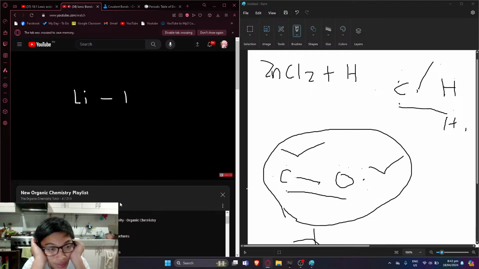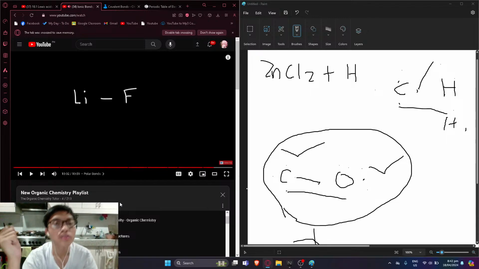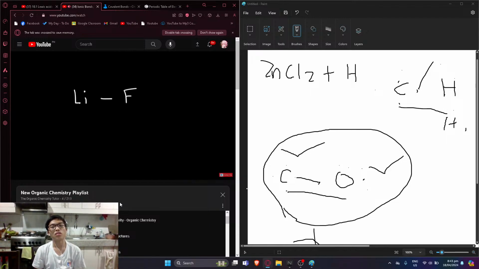Now let's consider one more example. What about the bond between lithium and fluorine? Would you say it's an ionic bond or a covalent bond? And if it's covalent, is it polar covalent or non-polar covalent? Lithium is a metal, fluorine is a nonmetal. So automatically, just by identifying the type of element that we're dealing with, we know it's going to be an ionic bond.